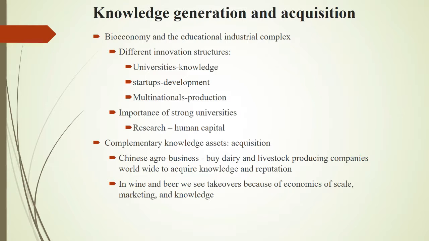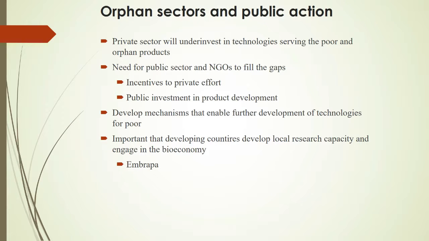There's also complementary development of knowledge within the industries, and that is acquisition. One example is the Chinese agribusiness. They simply purchase dairy and livestock producing companies all over the world. That's how they purchase information. That's how they purchase knowledge. We see it also in the wine and beer industry very extensively.